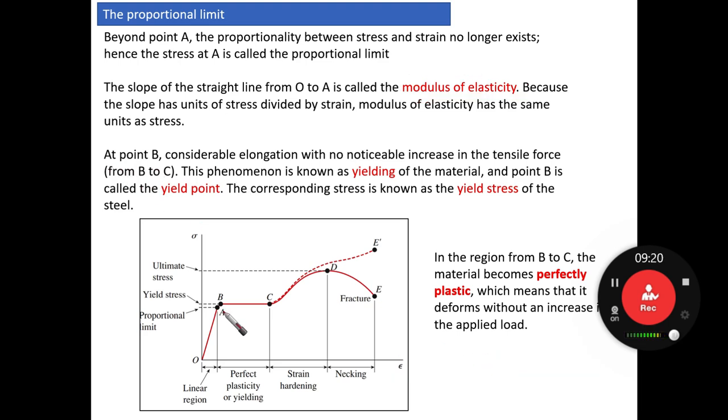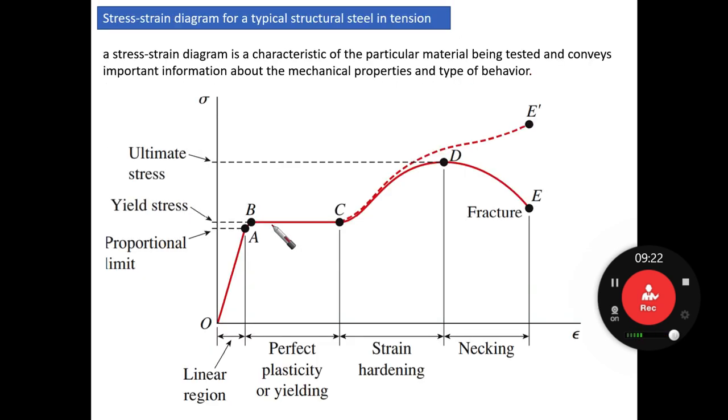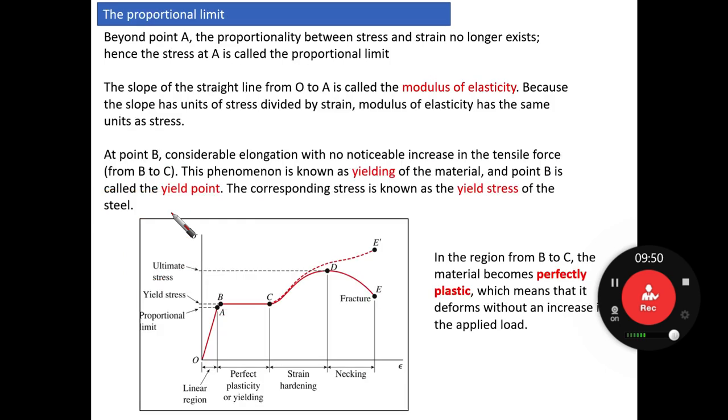Now let's go to the next point, which is point B. It's a very small distance between A and B, but it starts to give us an indication of something important. We ended at the proportional limit at point A, and then after a while we found another point, point B, which we indicate with something called yield stress. Now let's see about this.